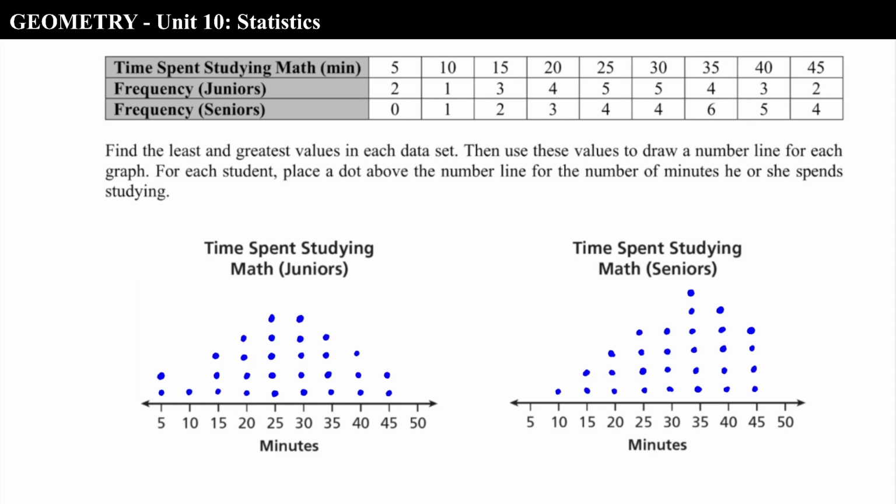But just to give you a little preview, if you look at the time spent studying by the juniors and the time spent studying by the seniors, you can see that the seniors tend to spend more time studying than the juniors. Of course, there are always exceptions here and there, but overall, the seniors are spending more time studying than the juniors because the data leans more toward those higher numbers of minutes for studying. But we'll talk more about how to read these things coming up in the next section.